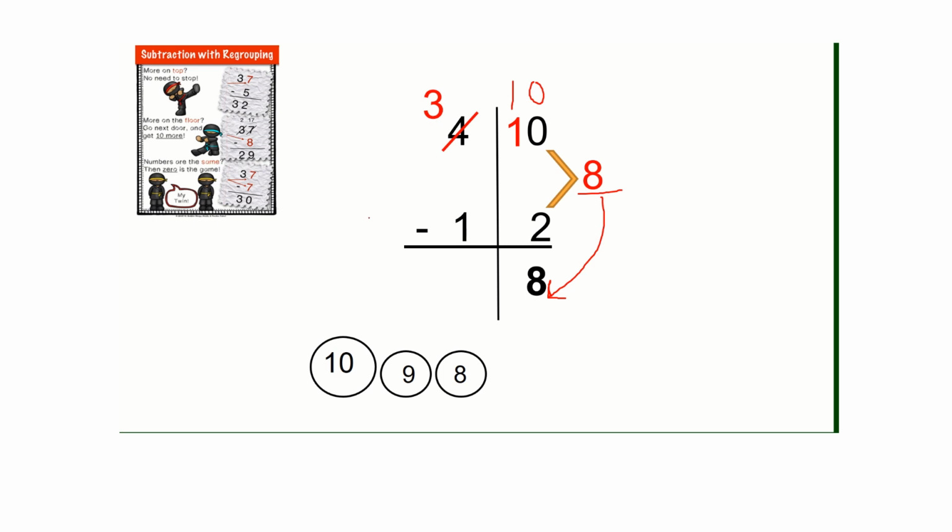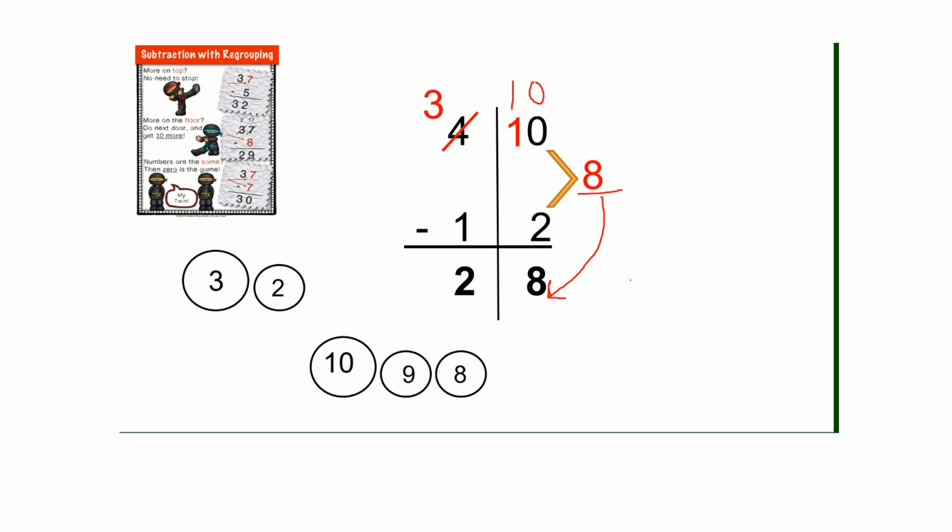So 3 minus 1. I got to put my big circle, put my big number 3. Then I got to add 1 small circle because my second number is 1. And I got to count back. 3, 2. So 3 minus 1 is equal to 2. So that means 40 minus 12 is equal to 28.